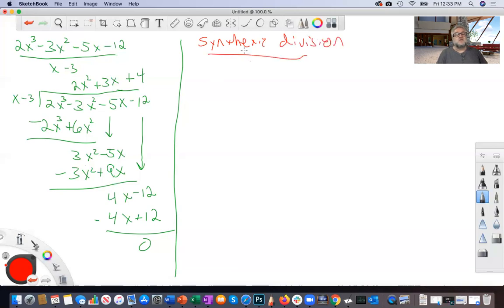And the first thing you do with synthetic division is you take the denominator and you set it equal to 0 and you solve for x. So I would do plus 3 to both sides, x equals 3. Okay? That's step 1. Step 2, write all the coefficients.